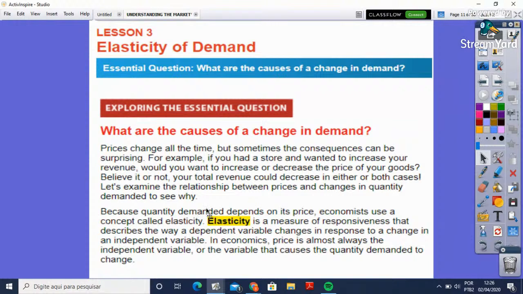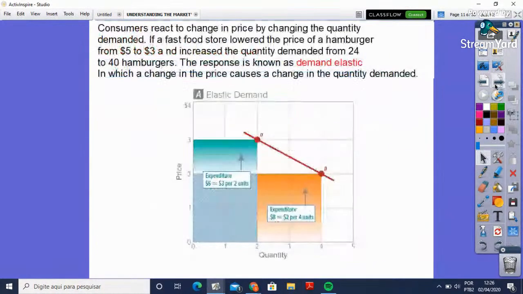Because quantity demanded depends on the price. So economists use a concept called elasticity. It's a measure of responsiveness that describes the way a dependent variable changes in response to a change in an independent variable. Remember that in economics, price is almost always my independent variable. How? Let's go to another graph.